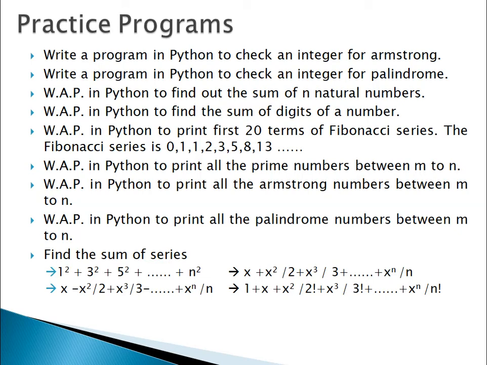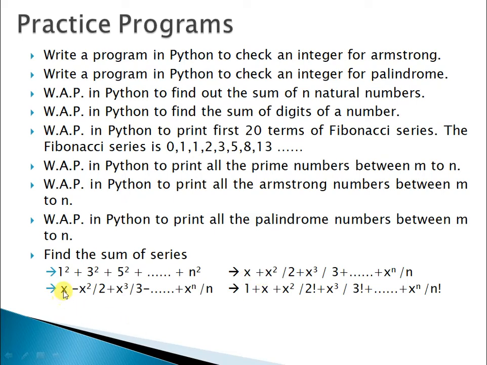These are hybrid series. 1 square plus 3 square plus 5 square dot dot up to n square, x plus x square upon 2 plus x cube upon 3. You must note that each step will have some relation. That means the terms must have some relation. See that if it is x square, then in the denominator you have 2. If there is x cube, then in the denominator you have 3. So there must be a particular relation, because this will constitute loops. This will be using an inner loop, and the outer loop will be for addition.